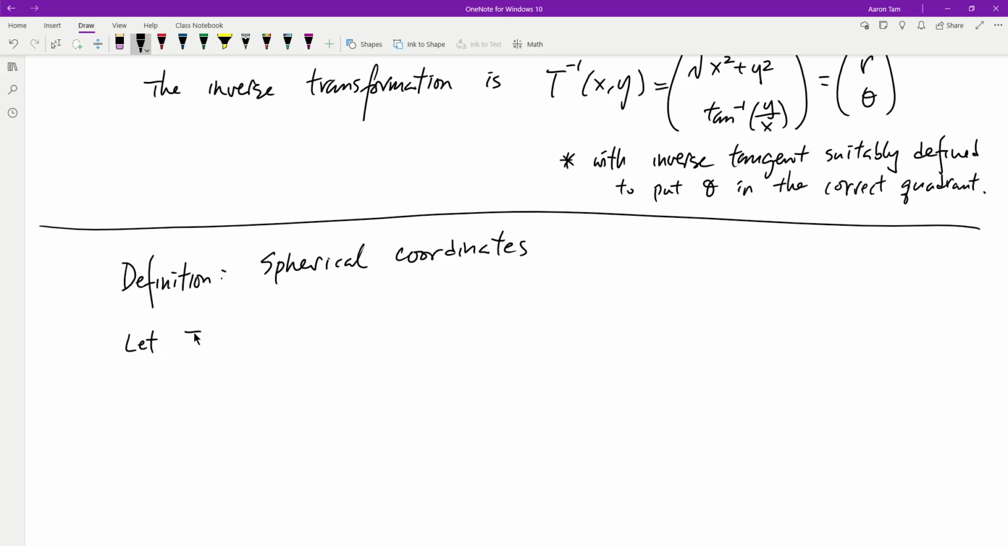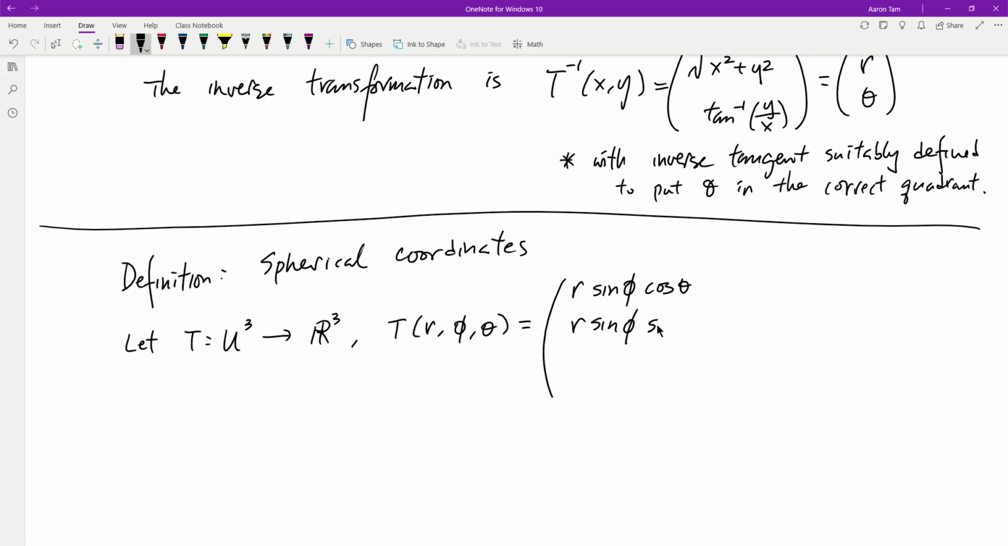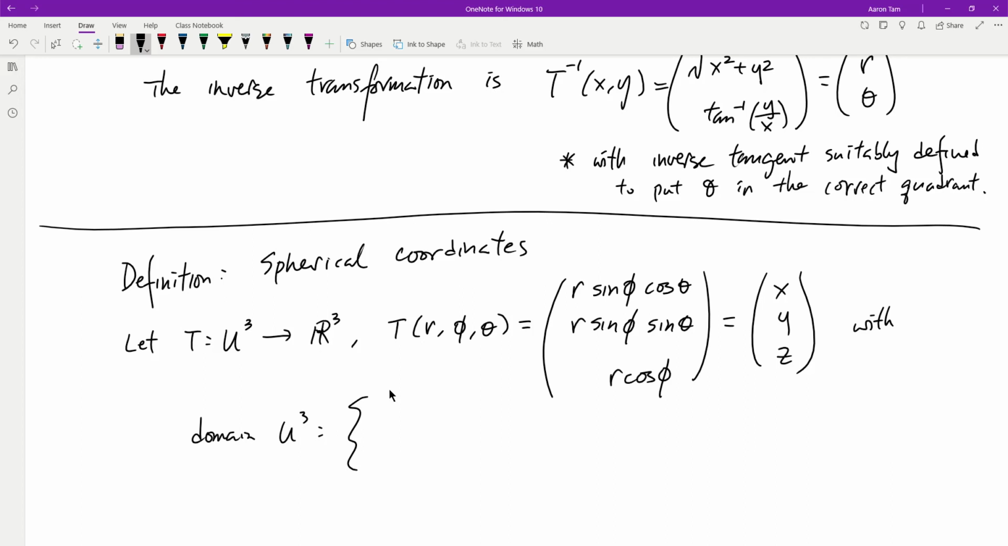So let's define the transformation. I'm going to let T stand for the transformation that goes from U3 to R3. This transformation takes three things: r, phi, and theta. The last two are angles, obviously, and r stands for radius. And here's how the coordinate system works. And the domain U3 is defined by the following. r, as I said, is like the radius. Phi is an angle. If you think about it as on Earth, then phi is the angle that rotates from the North Pole to the South Pole.